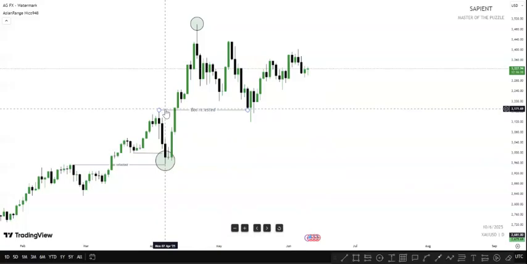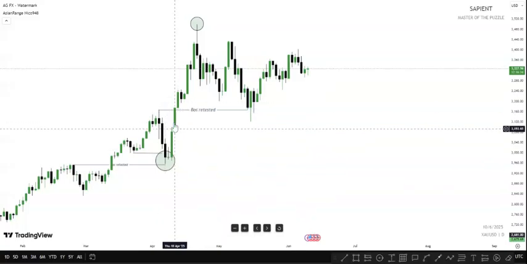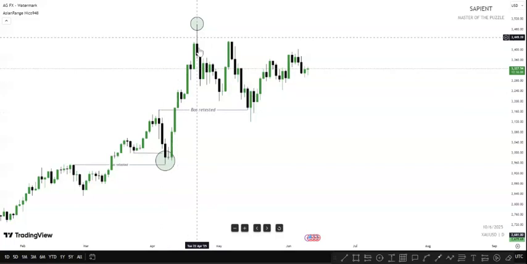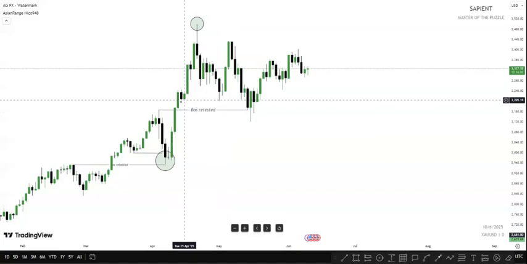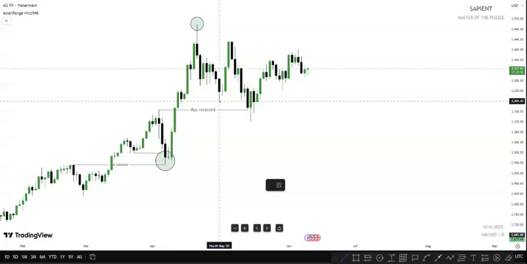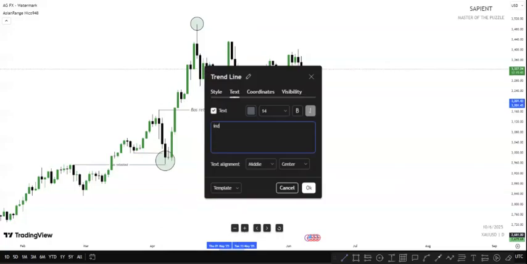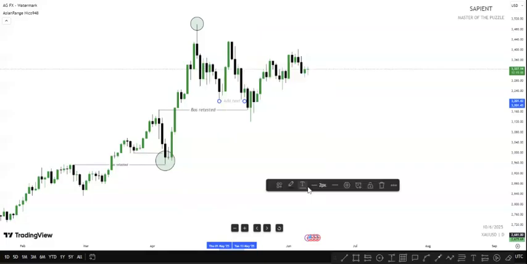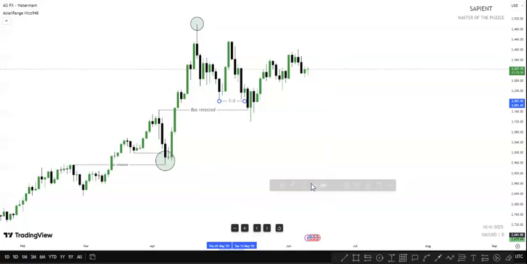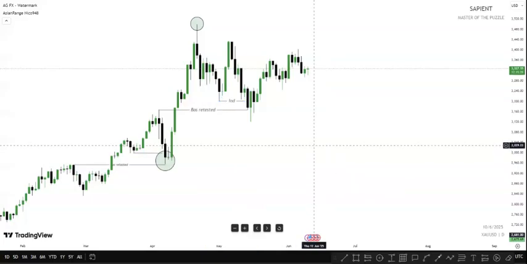That is, we had a break of structure right here. We have this imbalance, FVG, fair value gap, and as price went up, right, it created this liquidity zone right here. So we can mark this out. Let's just mark this place out as our inducement. So let me put IND.